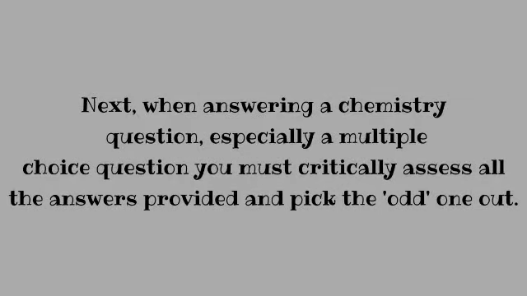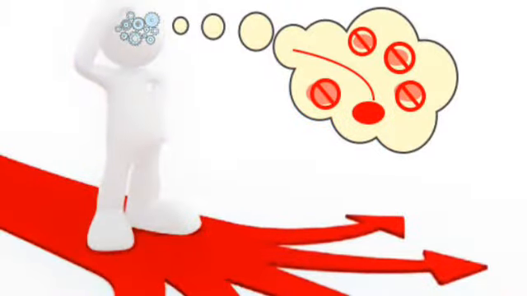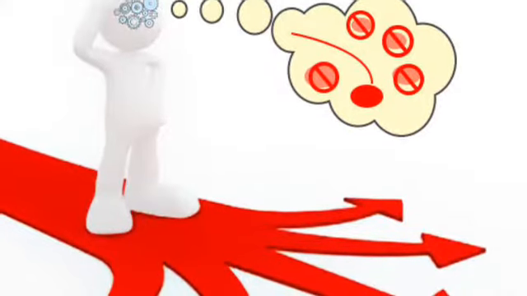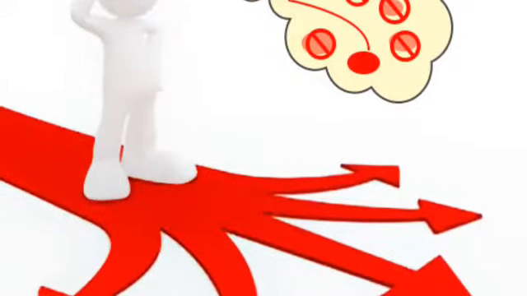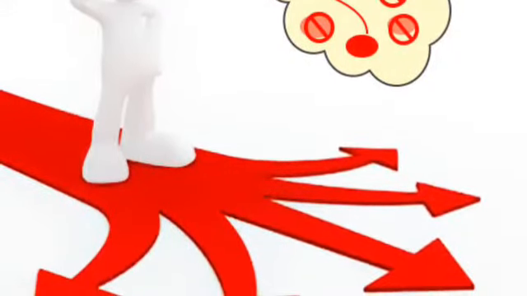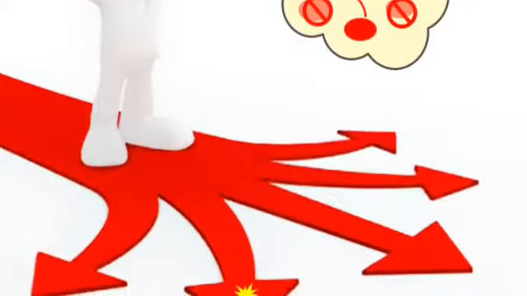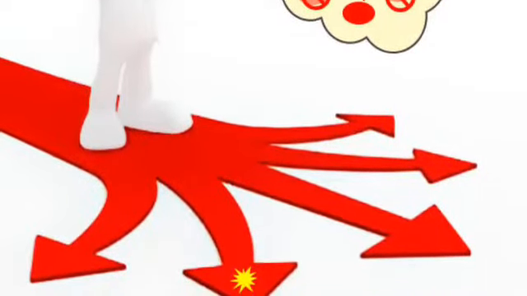So the next point is that when answering chemistry questions, especially multiple choice questions, you must take time and critically assess all the answers provided and pick the odd one out. Now, what do I mean by the odd one? The odd one in this sense can be in a positive sense or in a negative sense. What matters most is that this option differs from all the other options. So we must also appreciate the fact that sometimes, though not always, some options suggest one another, leaving only one option left for you to choose.